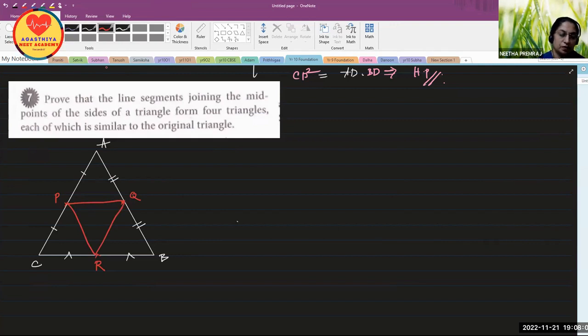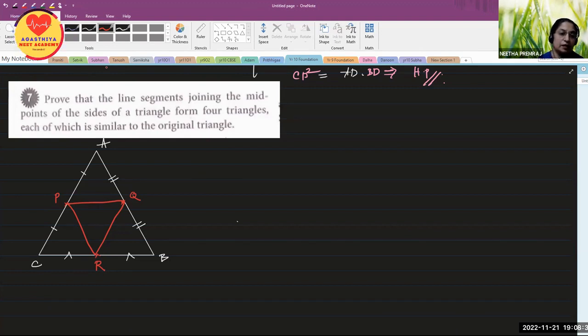Okay. Now you have to prove that all the triangles are, each of which is similar to the original triangle. There are 4 triangles, isn't it? In one triangle, we made 4 triangles. These 4 triangles are similar to each other. That is what we want to prove. Okay, so how do we prove it?